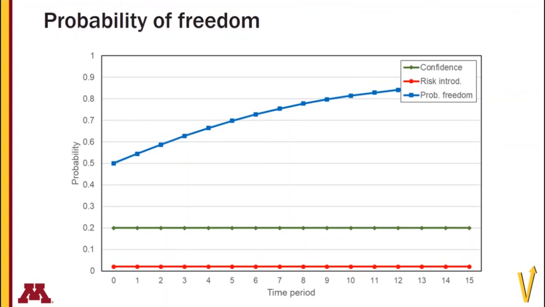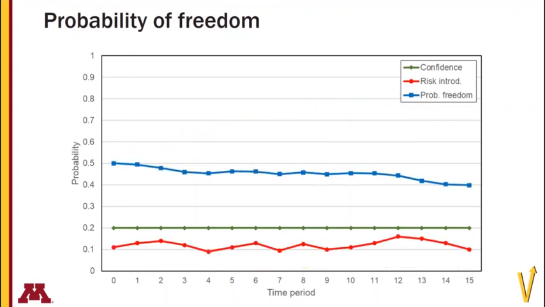This situation is more realistic. It could be the island we saw earlier, where the risk of introduction is very low, but not 0. The probability of freedom also increases over time, but to a lesser extent. Then here we have a risk of introduction that is variable and greater than 10%. We see that the probability of freedom slightly decreases as time progresses. In the next scenarios, the risk of introduction will remain the same, and we will see the impact of surveillance on the probability of freedom.